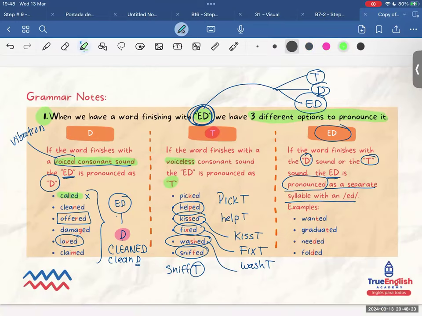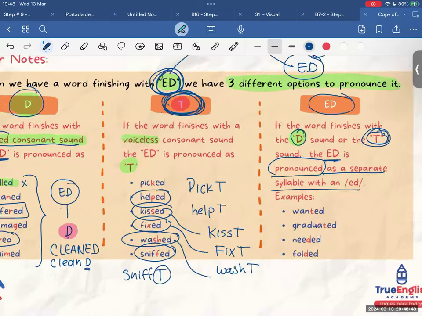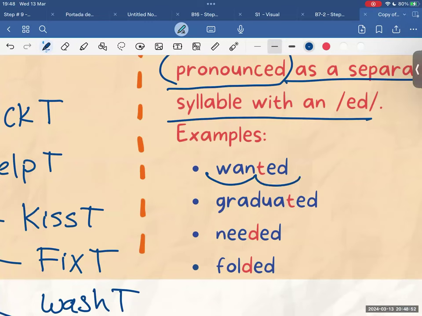So, seamos lógicos. Miren. Si termina en D, no podemos usar ni la D ni la T porque acá está la D. ¿Me explico? O sea, sería ilógico, ¿no? Y si termina en T, ya tenemos acá el sonido que vamos a terminar con T. Entonces no podríamos usar esos sonidos, ¿right? ¿Qué vamos a hacer? Agregar una sílaba más para sonar el ED, por ejemplo. One ED, two syllables. All right? Graduated, another syllable. Okay? Needed and folded.